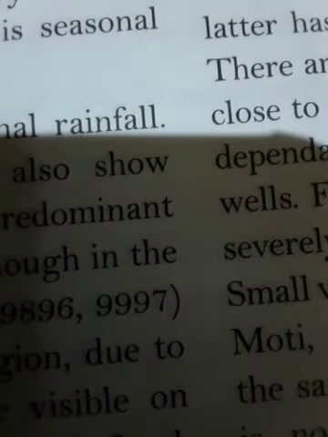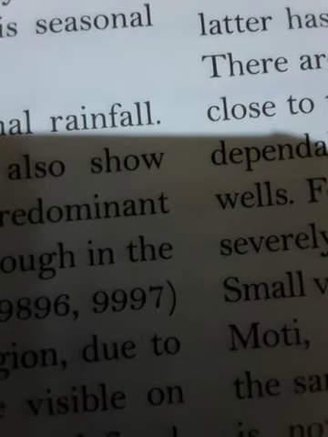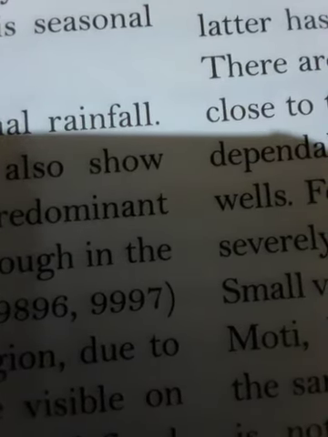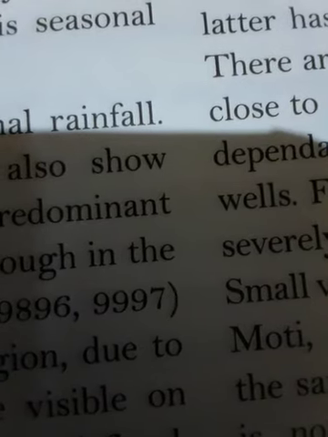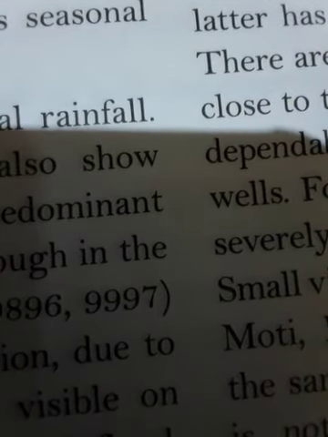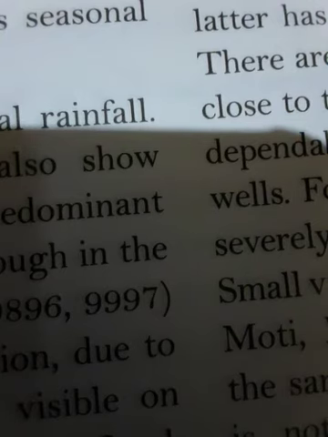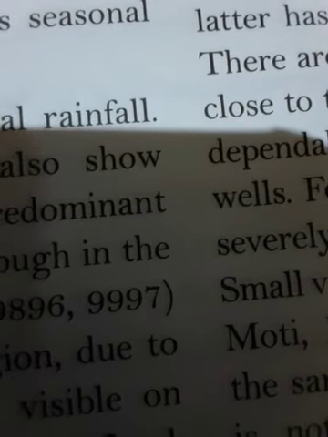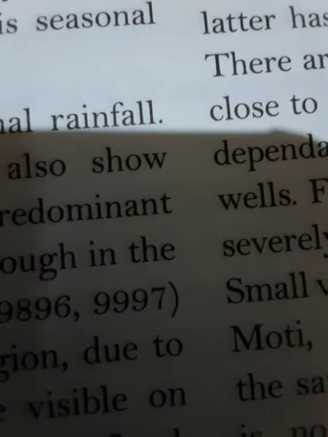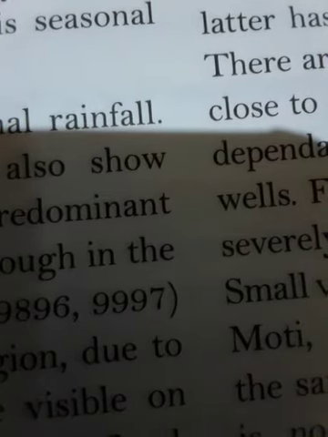Chapter 1. Representation of geographical features through contours. Today's topic is physical features. The highest point occurs at 800 meters in the northeastern region, and the lowest point is near the riverbed of Banas. The highest point is 800 meters. It is found in the northeastern region, and the lowest point is near the riverbed of Banas.